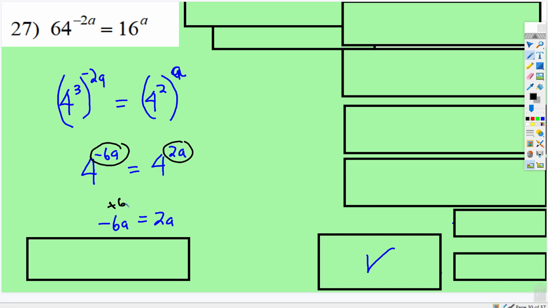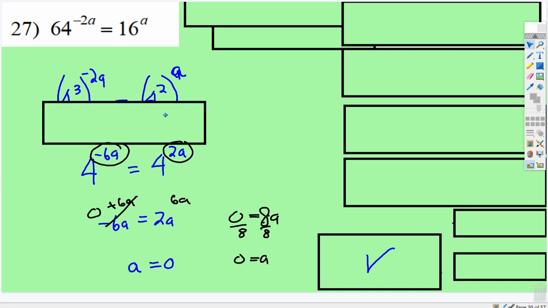And then I would add 6a to both sides. This is 0. So you have 8a equal to 0, and then divide both sides by 8, and a is equal to 0, which I'm pretty sure I have down below, but I knew that I hadn't finished showing you how to get that.